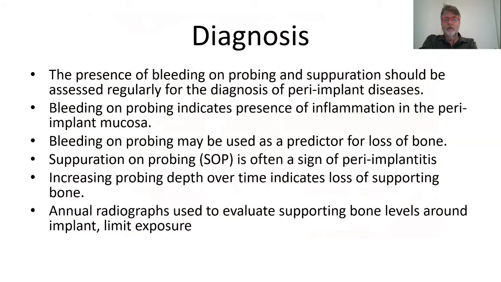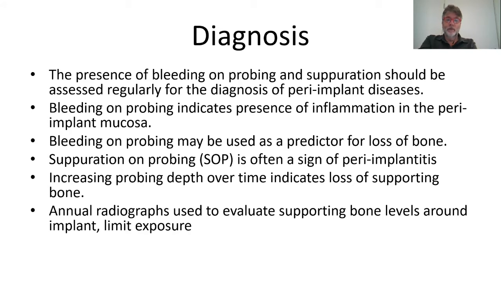So the presence of bleeding on probing and suppuration should be assessed regularly for the diagnosis of peri-implant disease. Bleeding on probing indicates the presence of inflammation in the tissue around the implant. Bleeding on probing may be used as a predictor for loss of bone. It doesn't mean to say there is any bone missing, but it's a predictor. If it continues, then there's a chance you're going to lose bone.